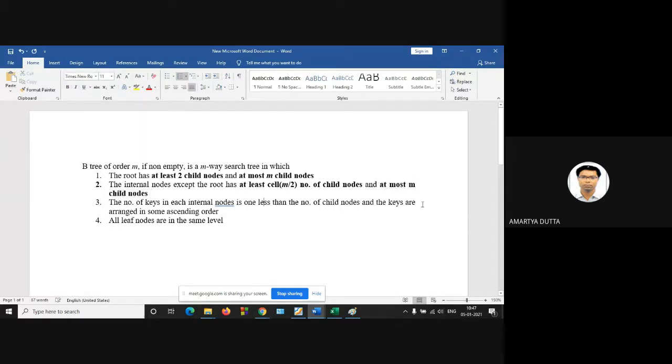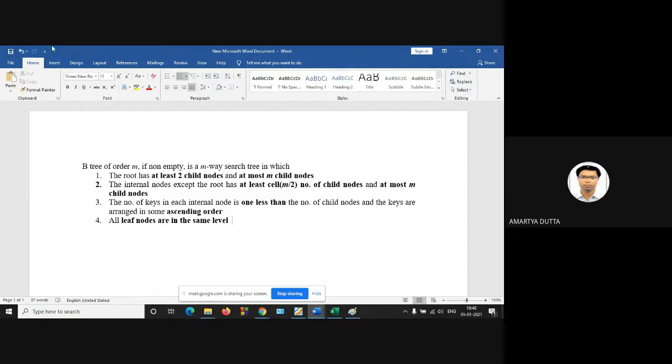This m is italic. The number of keys in each internal node is one less than the number of child nodes, and the keys are arranged in some ascending order. This should be bold. And all leaf nodes are in the same level. So total 4 characteristics of the definition.